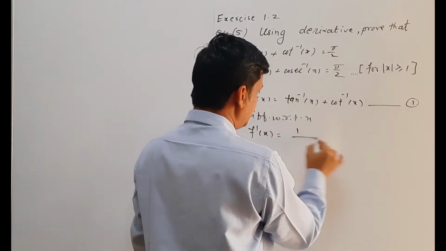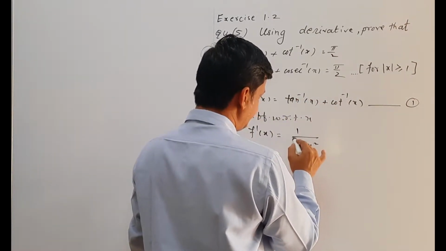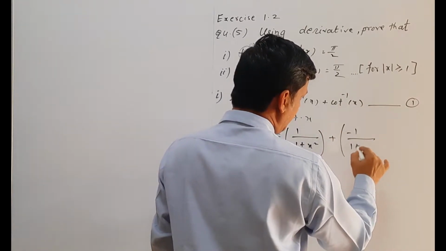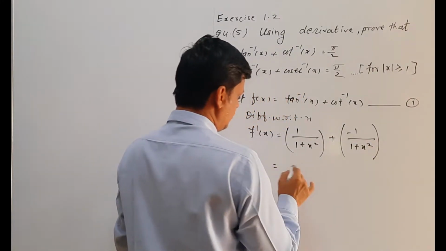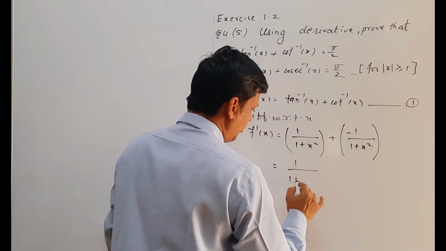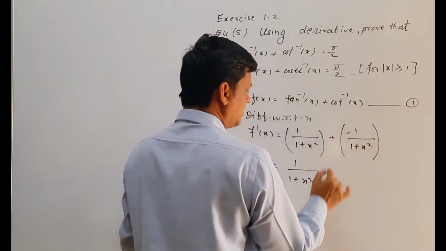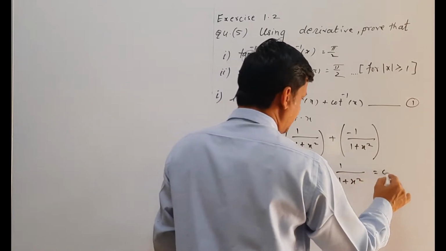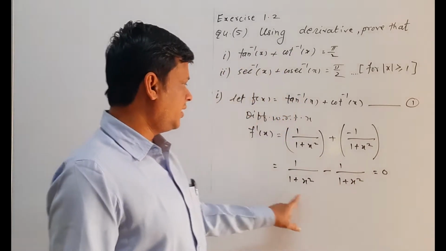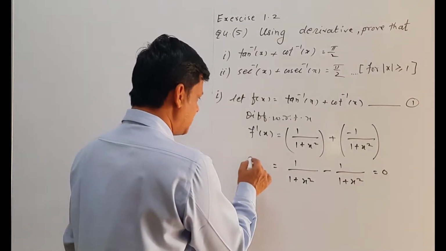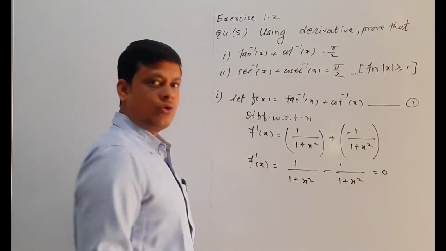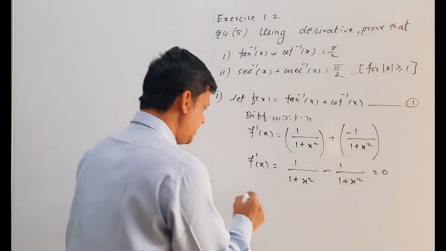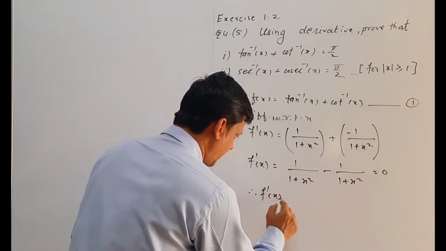The derivative of tan inverse x is 1 upon 1 plus x square, plus the derivative of cot inverse x is minus 1 upon 1 plus x square. When we remove the brackets, we write 1 upon 1 plus x square plus minus, minus 1 upon 1 plus x square. So its difference is 0 because both the terms are the same. So f dash of x equals 0. And we know that when a function is constant, then its derivative is 0. Therefore f dash of x equals 0.